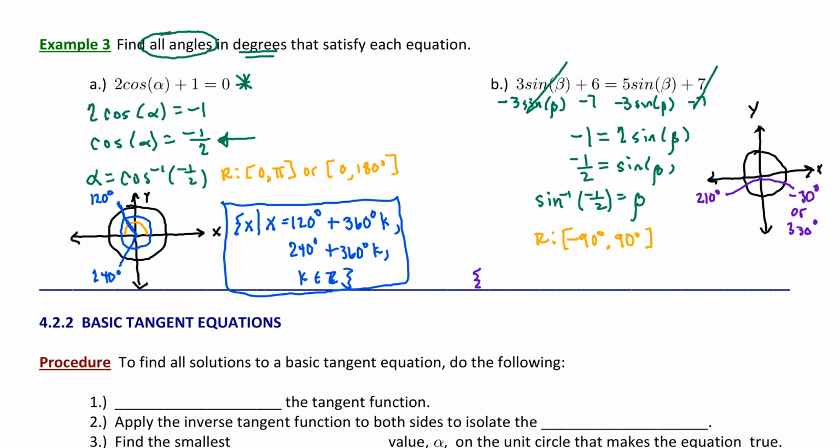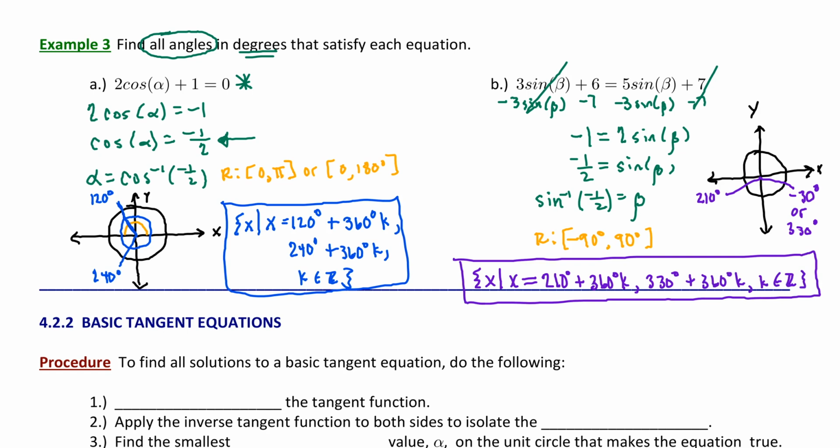We're ready to assimilate our solution, the set of all x, such that x is equal to, I'm going to start with 210 degrees plus any angle coterminal with 210. We express that as adding a multiple of 360 degrees, or 330 degrees plus any multiple of 360 degrees. And as always, we'll specify that k is an integer. Whew, we did it. We got some basic sine and cosine equations solved. In the next video, we'll follow a similar process to solve basic tangent equations.